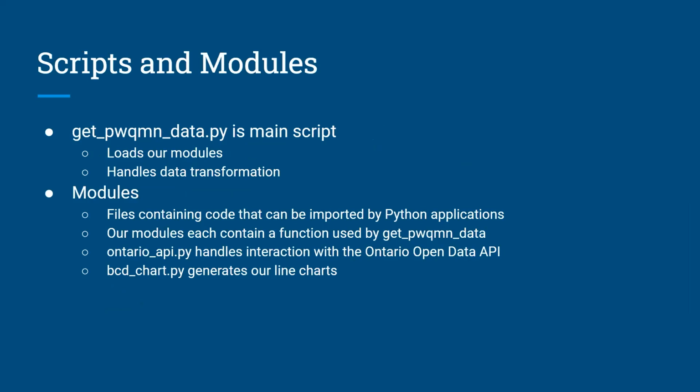Okay, and we have 3 files that we're going to be looking at tonight. The main script is get PWQMN data. What that script is concerned with is loading our modules and handling the ETL processes. So that script only really handles the data transformation itself. And the reason that I isolated the data transformations into that script and moved all of the other functionality elsewhere is for reusability.